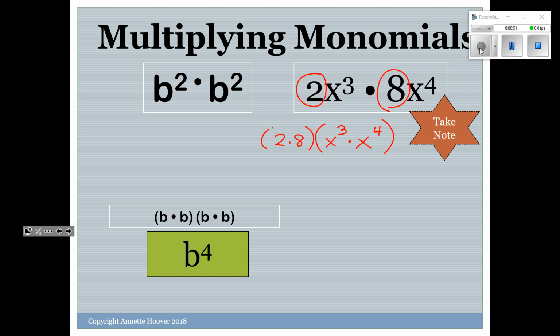Well, we know that 2 times 8 is 16. And here we have the same base with 2 different exponents, 3 and 4. So remember, when you have exponents, you're actually going to add them, and that would be the base of x being multiplied times itself 7 times. So it would just be 16x to the 7th power.